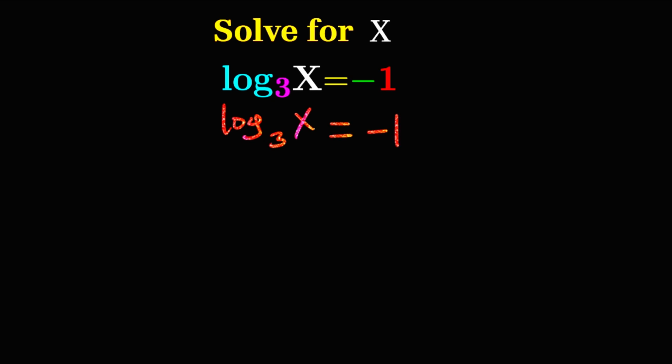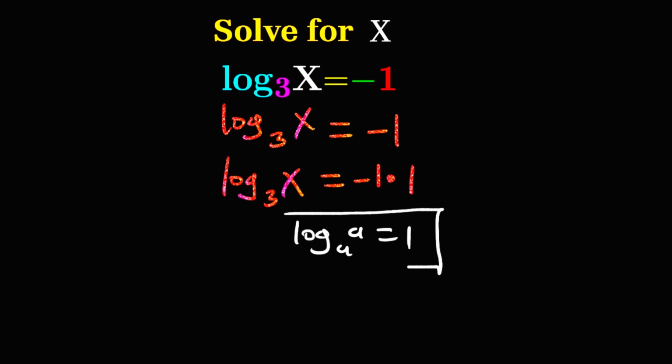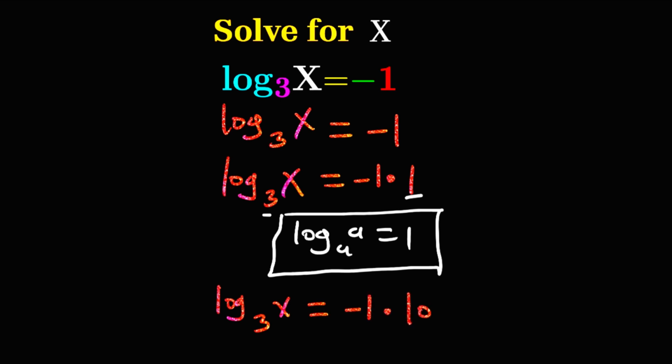So we can write -1 as a product of two numbers. We can write it as log base 3 of x equals -1 times 1. Then we can write 1 differently. Remember that when you have log to base a of a, that is the same as having the number 1. So we can write 1 as a base 3. So we'll have that log to base 3 of x equals -1 times 1, which can be written as log to base 3 of 3.